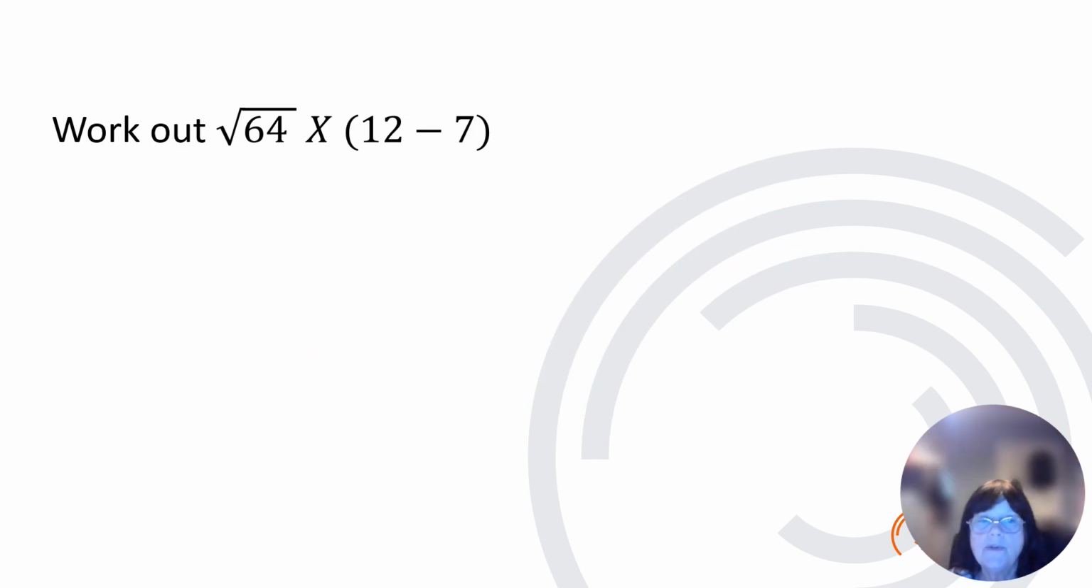Here's another one for you to look at. Work out the square root of 64 multiplied by, in brackets, 12 minus 7. Remember the BIDMAS rule. Have a look, see if you can answer this, and then come back and we'll have a look at it together.